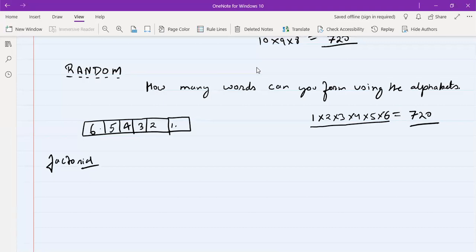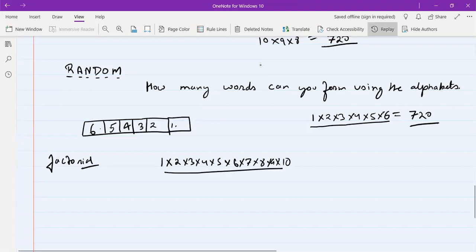So what's the meaning of factorial? Now suppose you want to multiply natural numbers 1 to 10: 1 into 2 into 3 into 4 into 5 into 6 into 7 into 8 into 9 into 10. See how tedious it looks, it is so long. So instead of writing this, I can just write it as 10 factorial. So this is the representation of factorial. Earlier this was the representation, but now this is the representation. Both representations mean factorial only.